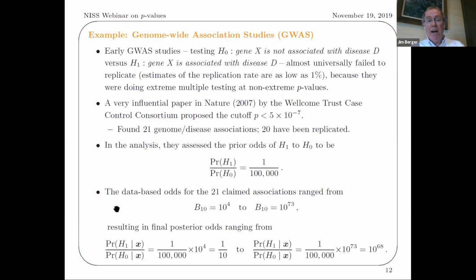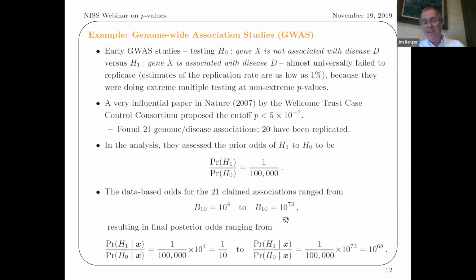Now, the data-based odds for their 21 claimed associations ranged from 10 to the 4th to 10 to the 73rd. It seems like large odds. Odds of 10,000 to 1 seems pretty convincing, but that one isn't. To take the data-based odds to get posterior odds, you have to multiply the data-based odds by the prior odds, and when you multiply 10 to the 4th by 1 over 100,000, you get 1/10.